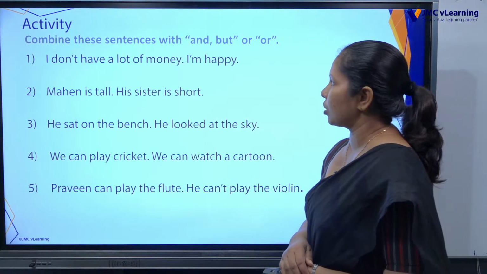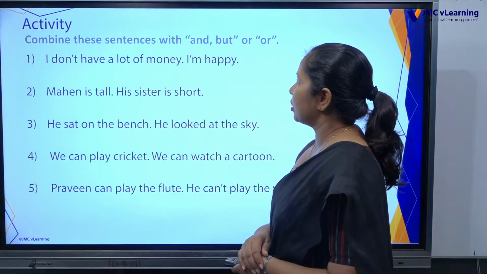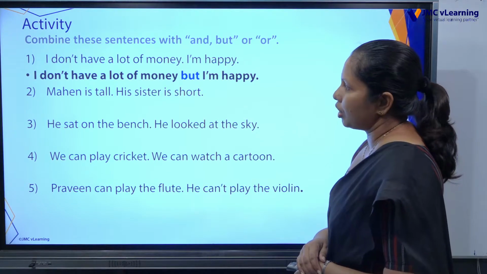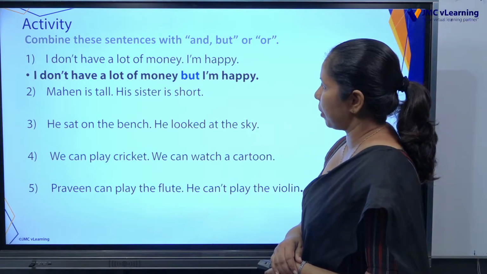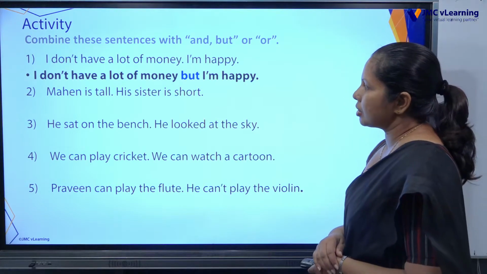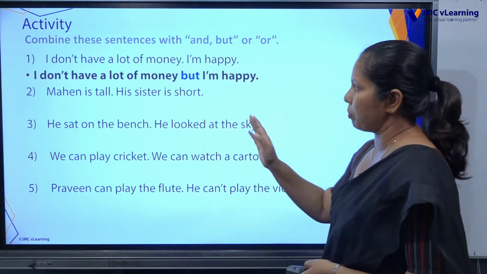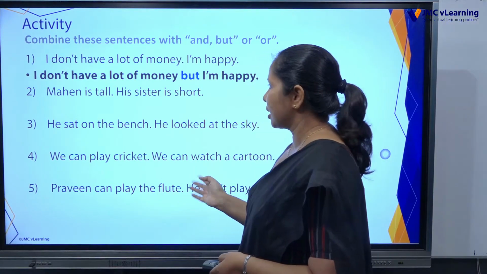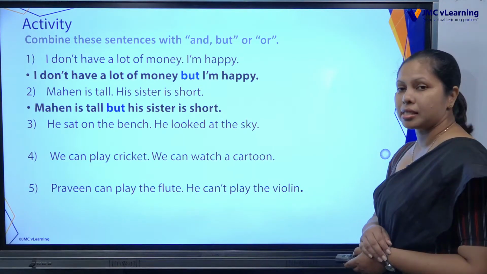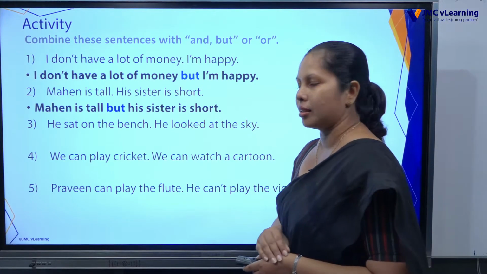I don't have a lot of money, I am happy. We can use the conjunction but. I don't have a lot of money, but I am happy. Mahen is tall, his sister is short. So, we are speaking about Mahen as well as his sister. Mahen is tall, but his sister is short because the sister is not as tall as Mahen.